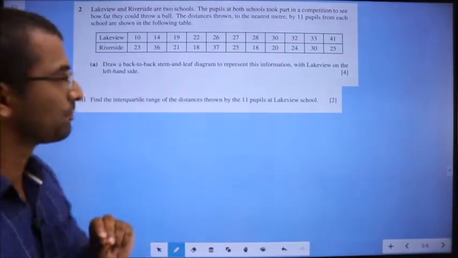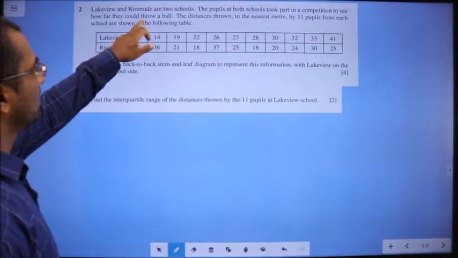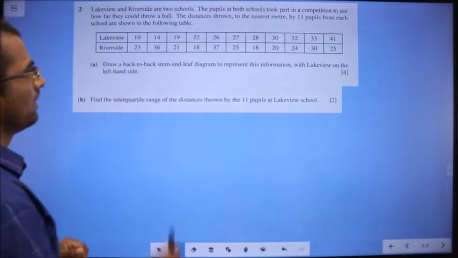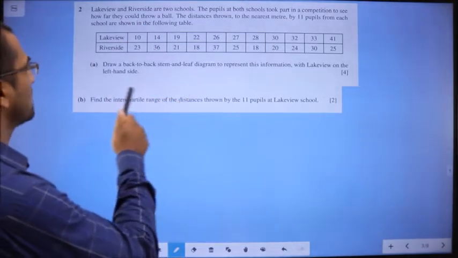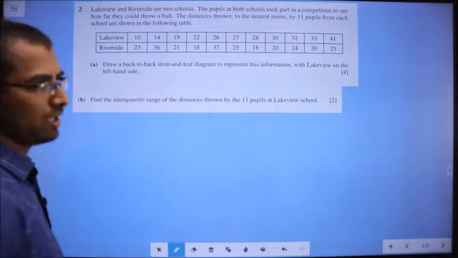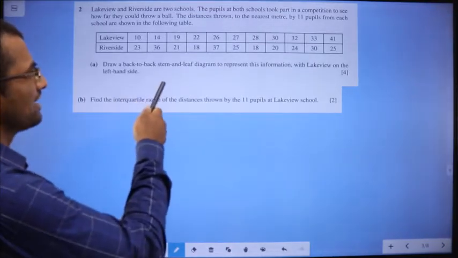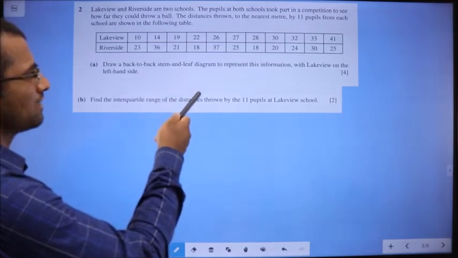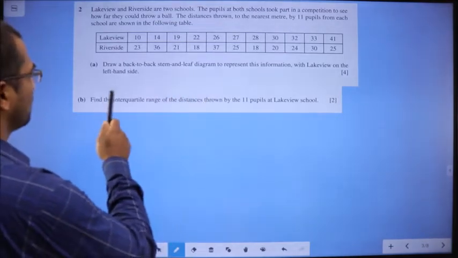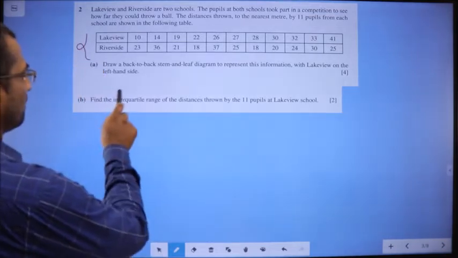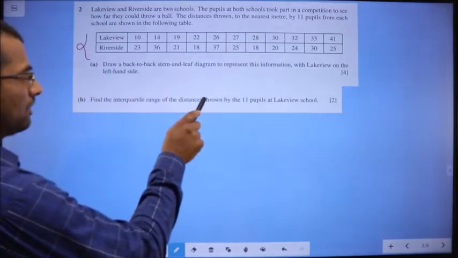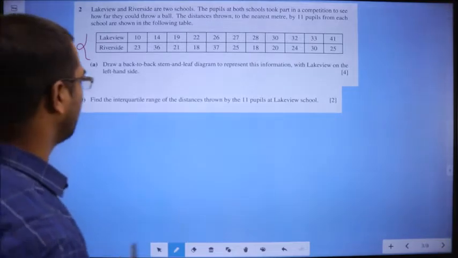Question 2. Lakeview and Riverside are two schools. The pupils at both schools took part in a competition to see how far they could throw a ball. The distances thrown, to the nearest meter, by 11 pupils from each school are shown in the following table. Draw a back-to-back stem and leaf diagram to represent this information with Lakeview on the left-hand side.